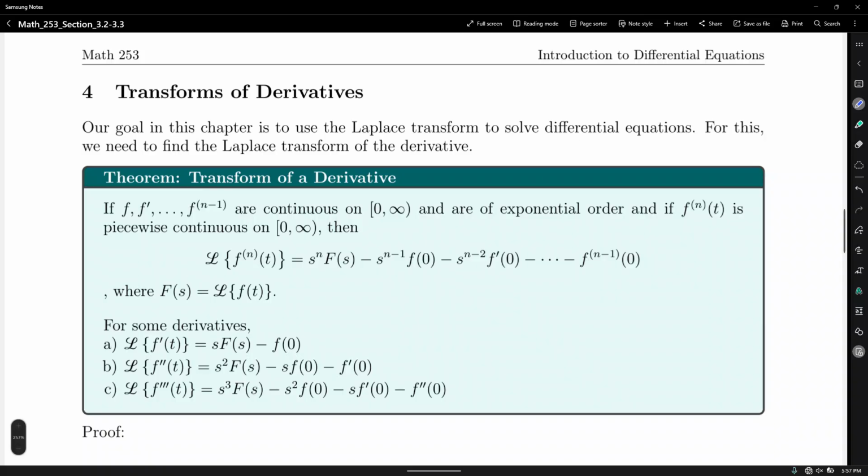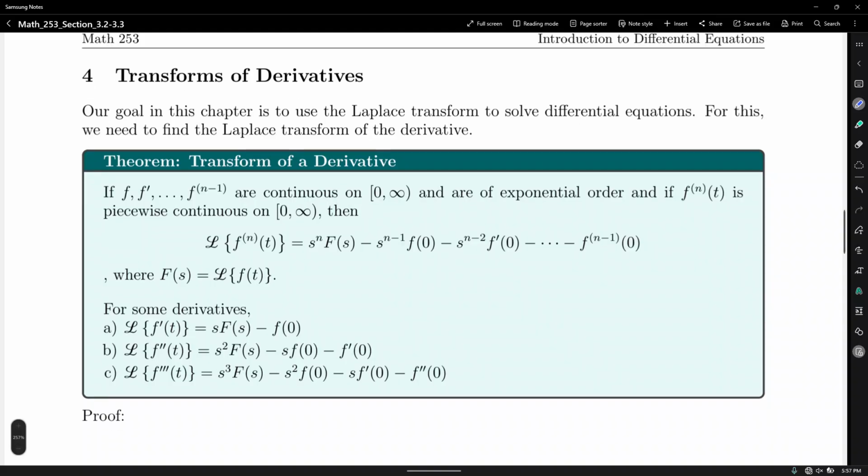So the Laplace transform of the nth derivative of a function of t would be s to the n F of s minus s to the n minus 1 f of 0 minus s to the n minus 2 f prime of 0, etc., until we get to the (n minus 1)th derivative evaluated at 0. You look at this and wonder what this is. Well, let's go one case at a time first, and then I'm going to prove this result. We'll derive these results, okay?